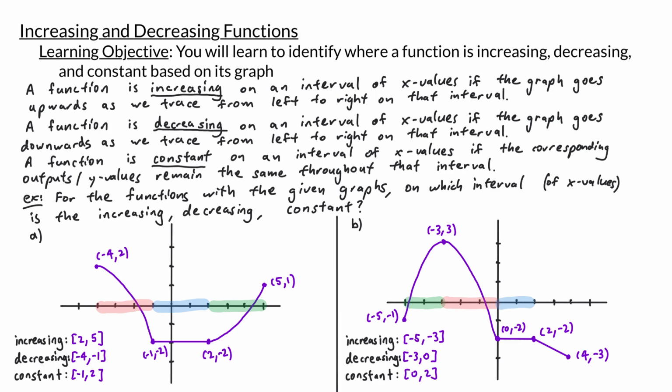Now if we continue tracing our graph starting at (2, -2), if we keep going to the right, we see that our graph goes down until we reach the point (4, -3), which means that for the x values from 2 all the way to 4, our graph is going down, which means our function is decreasing on the interval from 2 to 4. So in this video, we learned how to determine where a function is increasing, decreasing, and constant by looking at its graph.